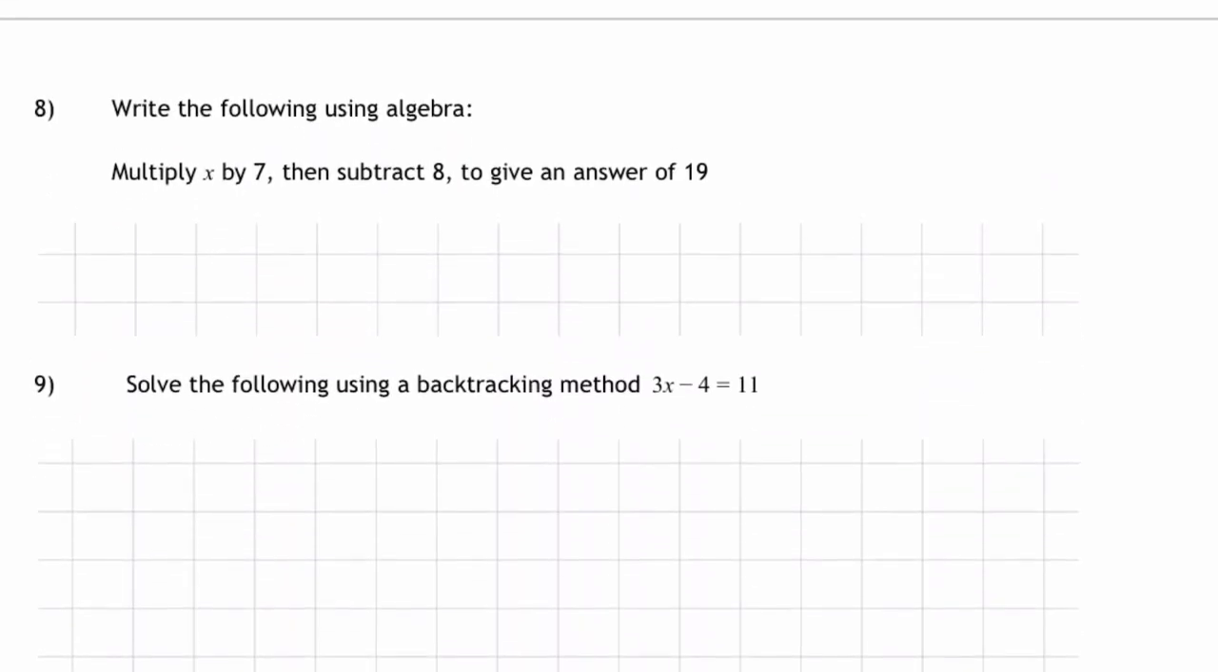Question 8, we've got to multiply x by 7, then subtract 8, give an answer of 19. It says write the following using algebra. So no, we're not solving this, we're just writing out the equation. So x multiplied by 7, well that is 7x. We're then subtracting the 8 to give an answer, well that equals 19.